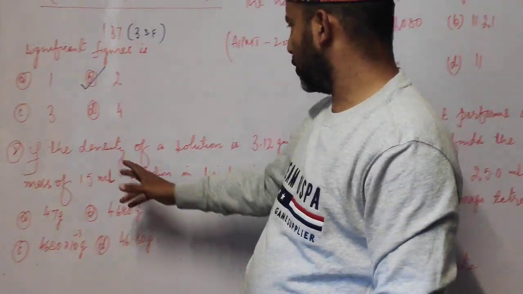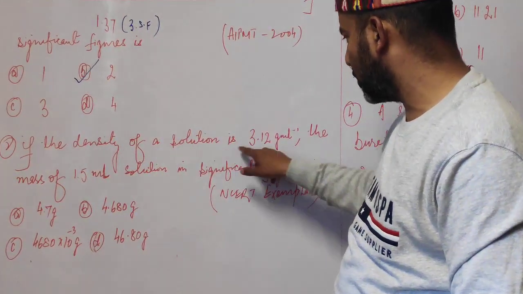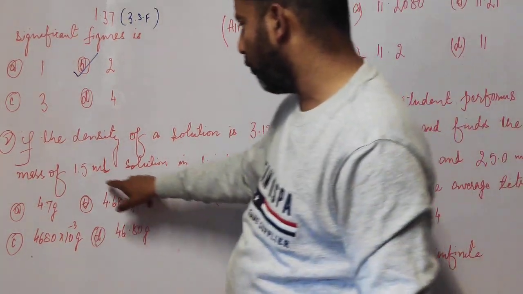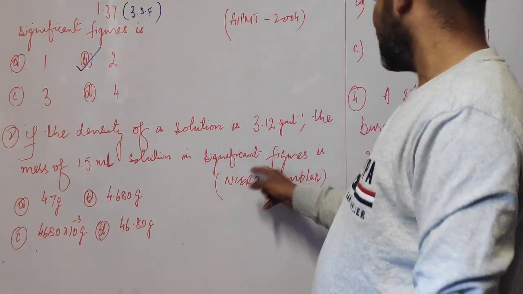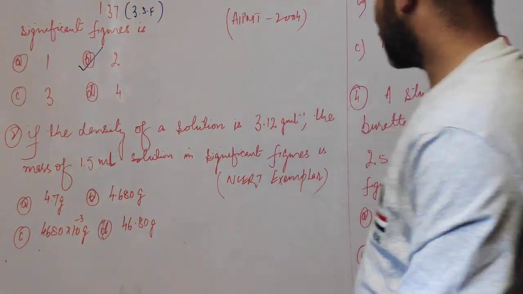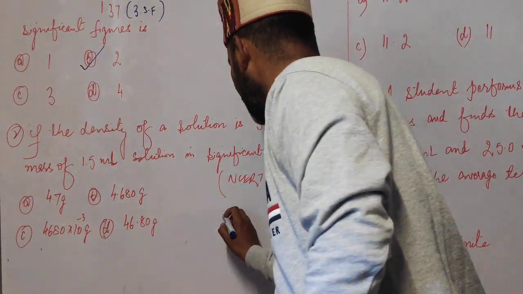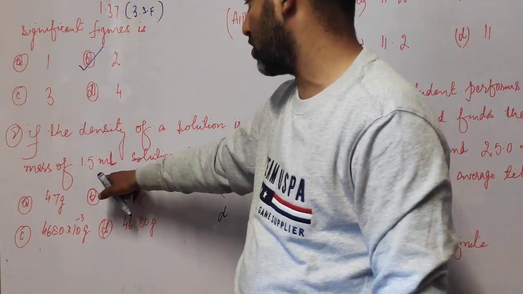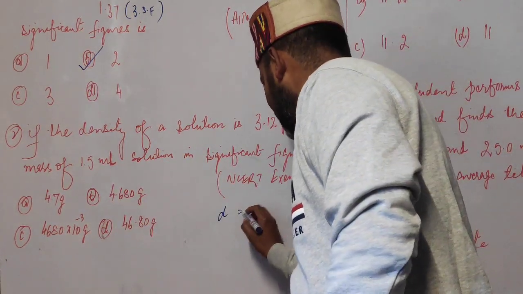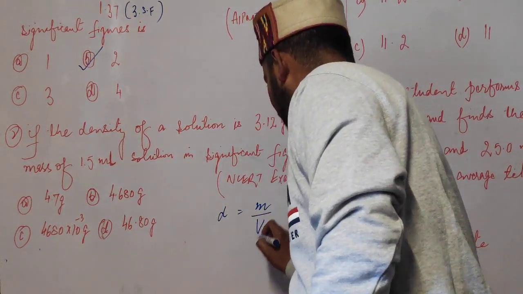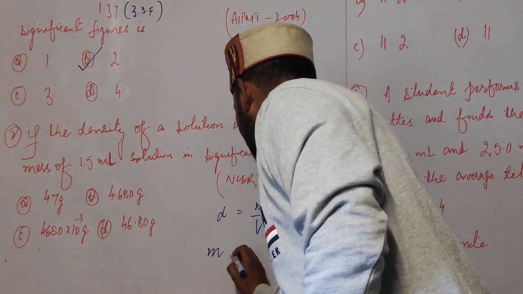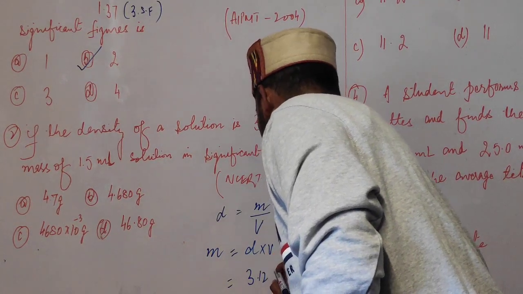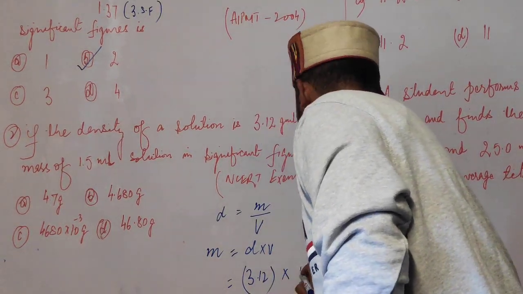Now students, there is another question. If the density of a solution is 3.12 gram per milliliter, the mass of 1.5 milliliter solution in significant figures is. Density is given, and we have to find the mass of this much volume. What is density? Density is mass upon volume. So from this, mass will be density into volume. Density is 3.12 gram per milliliter and volume is 1.5 milliliter.